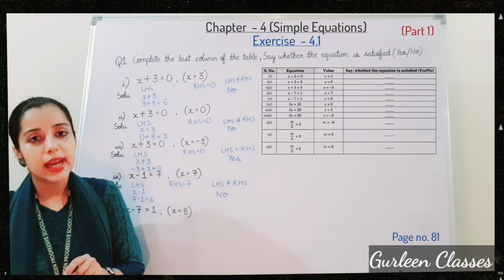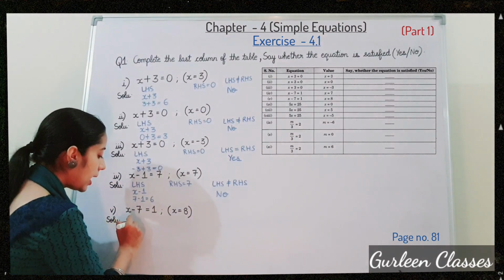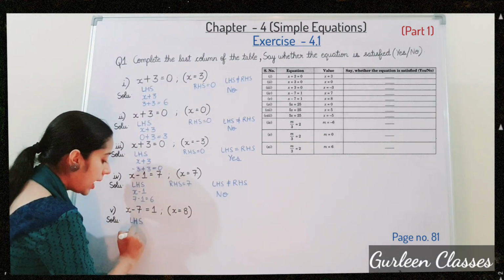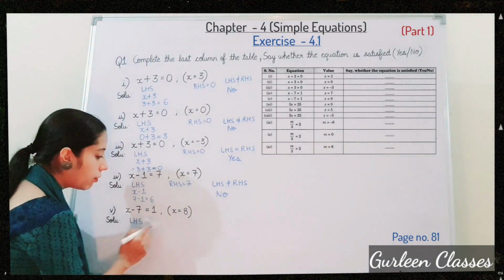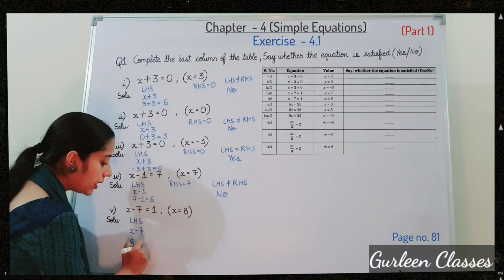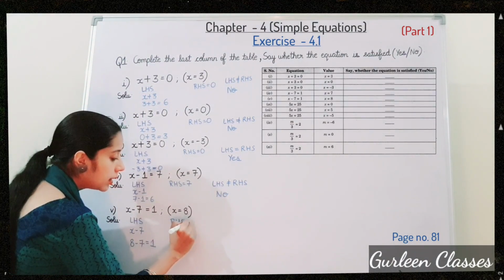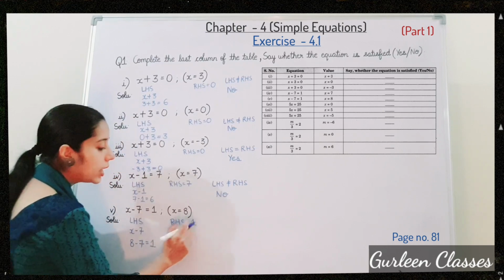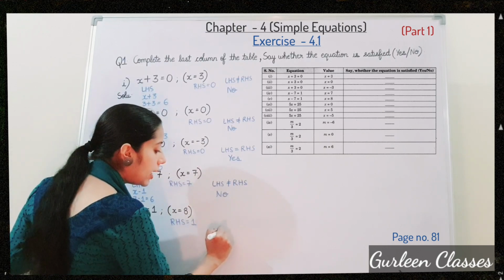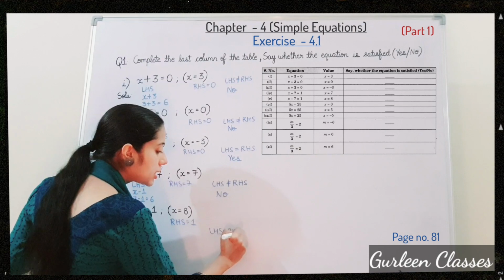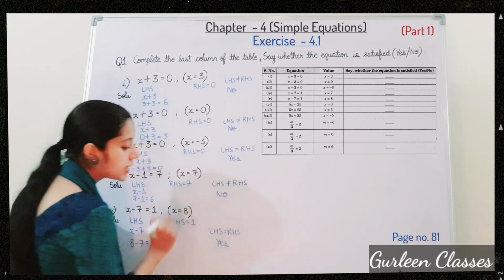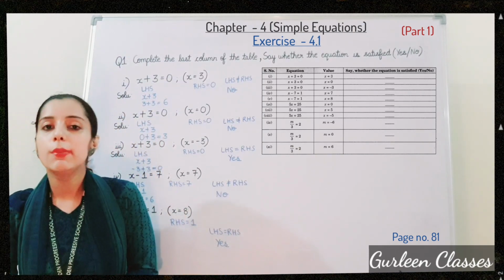Next part, x minus 7 is equal to 1 and the value of x given here is 8. So let us write here LHS, x minus 7, value of x is 8. 8 minus 7 is equal to 1. And RHS is how much? That is 1. So both are equal. LHS is equal to RHS, and the answer is yes.